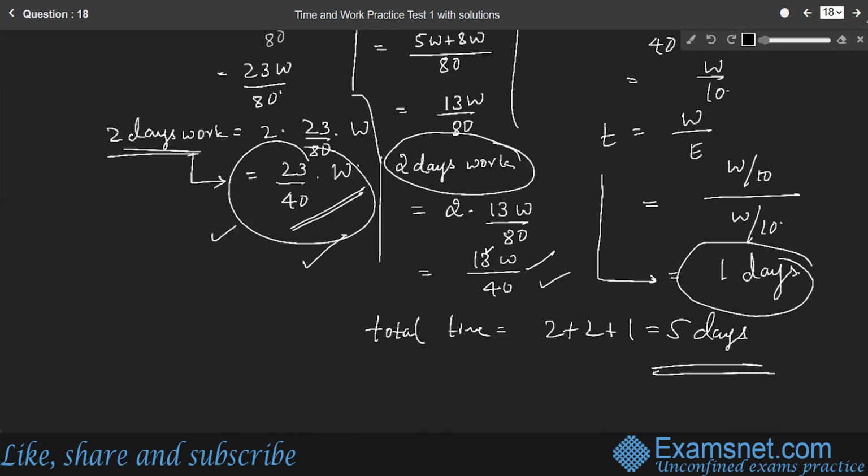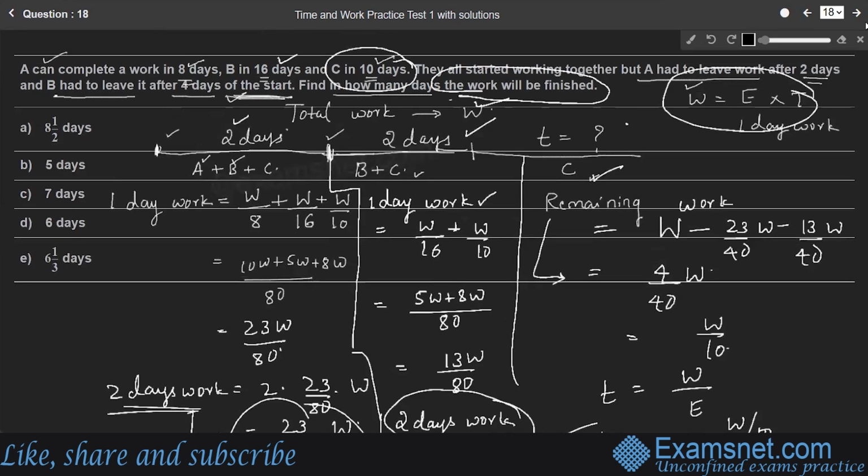It is not about part of the work. The question is about the number of days taken to complete the whole work, not the remaining one. So the time taken to complete the whole work is 5 days, option B.